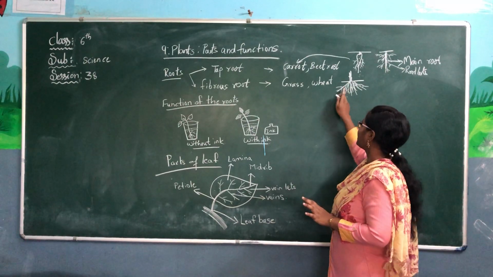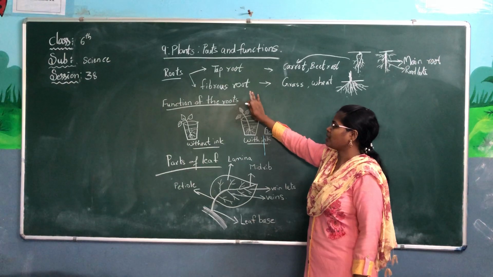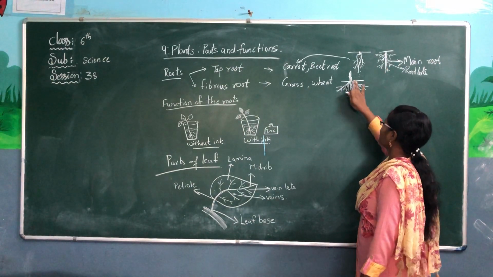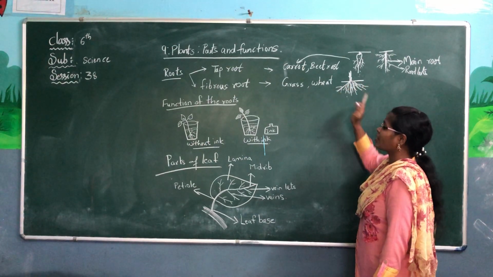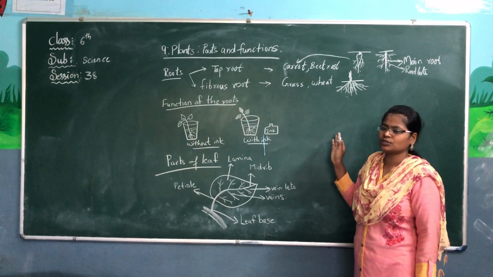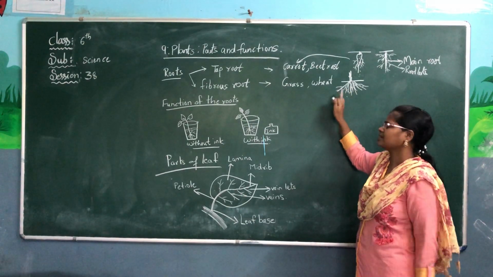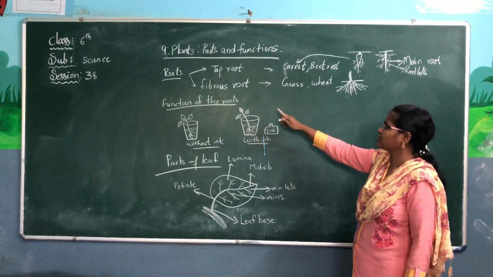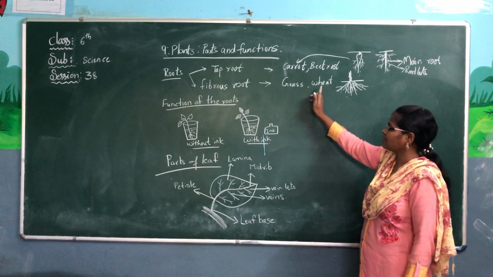You will have all thread-like roots. The main difference between taproot and fibrous root is that a taproot has a main root, whereas a fibrous root will not have one. It will have all thin roots. Why is it called fibrous? Because it is like fiber, in the sense of thread-like roots. Now we have understood two types of roots: taproot and fibrous root. The examples are carrot, beetroot, grass, and wheat.